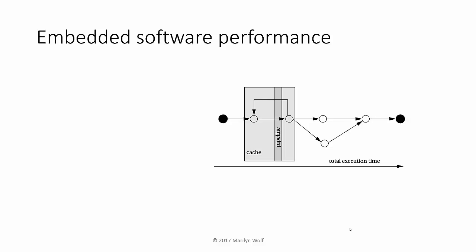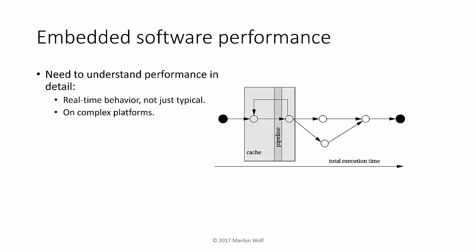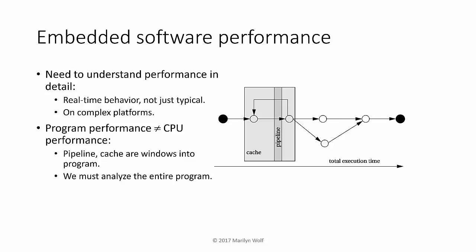Embedded software performance is a critical aspect of embedded system design. We need to understand the performance of the software modules in detail. We need to understand their real-time behavior, not just typical behavior. And we need to do this on complex platforms that include caches, complex memory systems, and pipelined architectures.